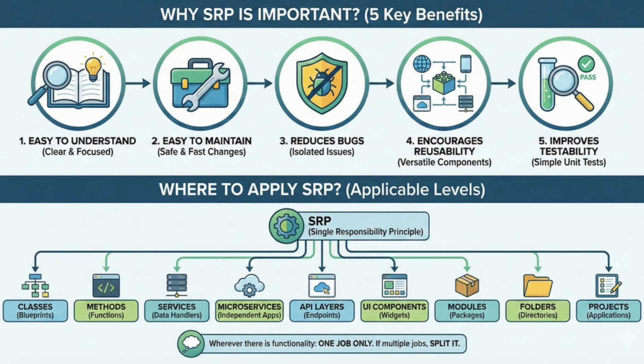Reduces bugs and errors. When multiple responsibilities are tightly packed inside one class, changing one part can accidentally break another. That's where most hidden bugs come from. But when we follow SRP, responsibilities are well separated. So if something goes wrong, we immediately know where to look, and fixing issues becomes much simpler and safer.